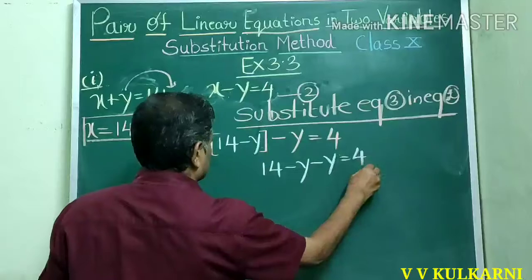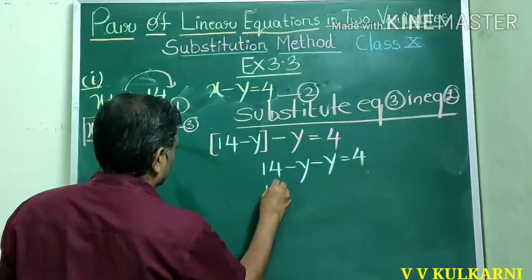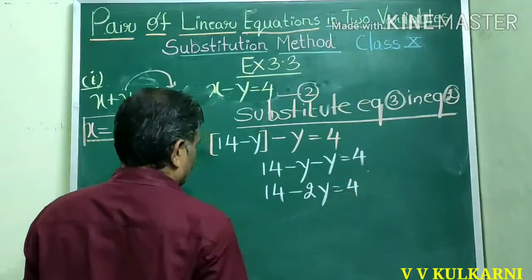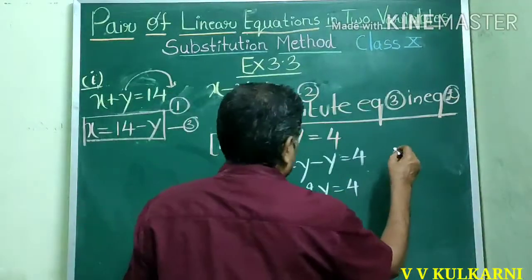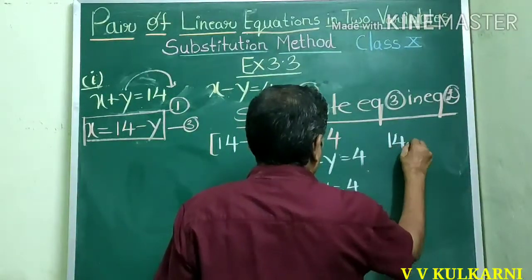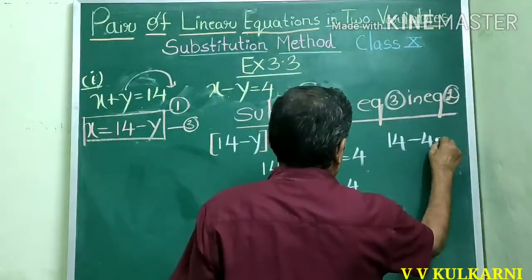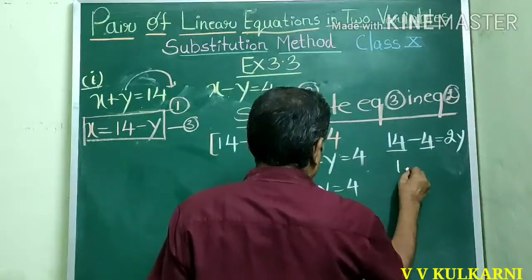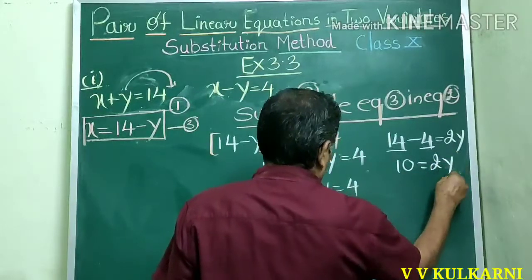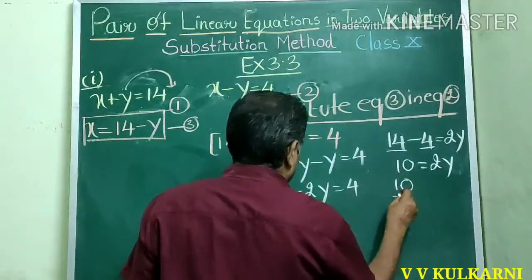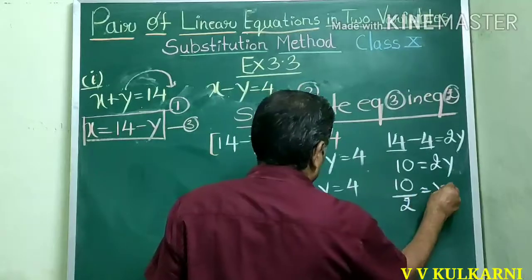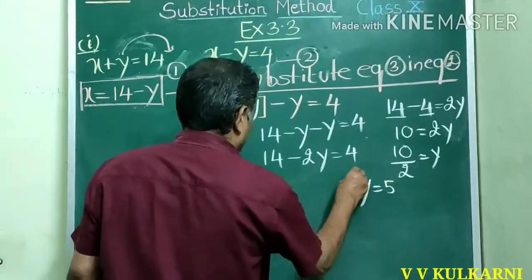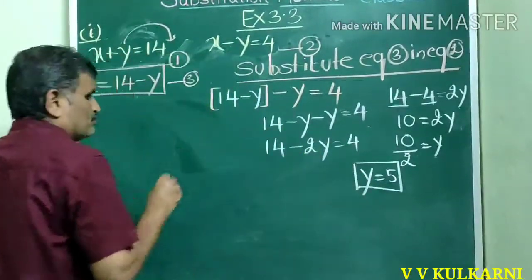Now if I solve it, it becomes 14 minus y minus y is equal to 4. After simplification, this becomes 14 minus 2y is equal to 4. If I simplify it further, this becomes 14 minus 4 is equal to 2y, and 14 minus 4 is 10. So 10 is equal to 2y, and 10 divided by 2 is equal to y. So children, what I got here is y is equal to 5.